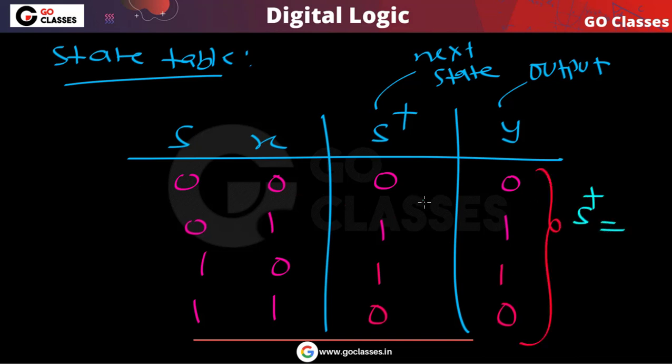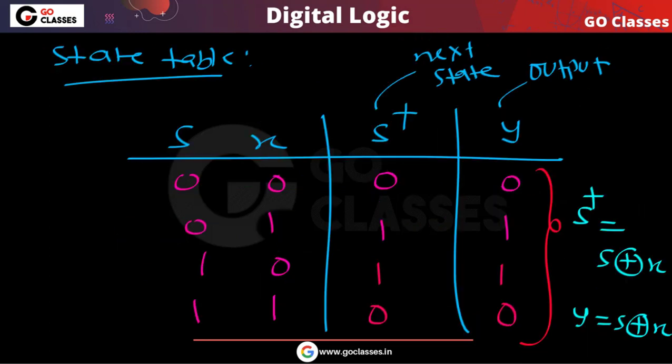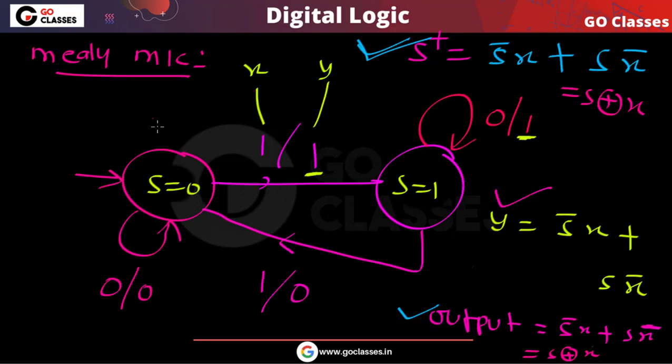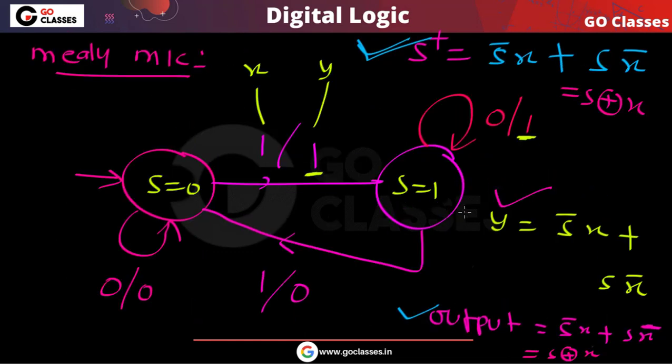So what will be S plus? You can notice S plus is nothing but exclusive OR, and Y plus is also exclusive OR. Both are the same. This is X XOR S, and this is also X XOR S. So you can use the state table, or you can use the state diagram directly. But remember, from the state table or state diagram, whenever you write the equation for any variable, just focus on when that variable will become one. Then you can very easily write the equations.